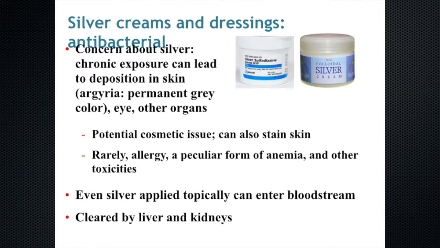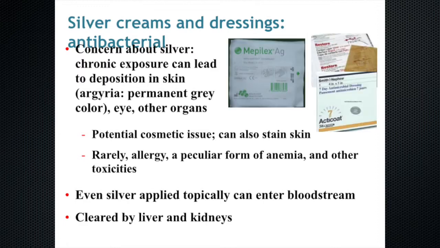Rarely there's an allergy and some other toxicities, like a peculiar form of anemia called methemoglobinemia, but those really are pretty rare. The big problem is this argyria, getting it into the bloodstream, possibly getting it into your skin. But even silver applied topically can enter the bloodstream. It is cleared by the liver and by the kidney, so if you have liver issues or kidney issues, you want to be particularly careful with it.